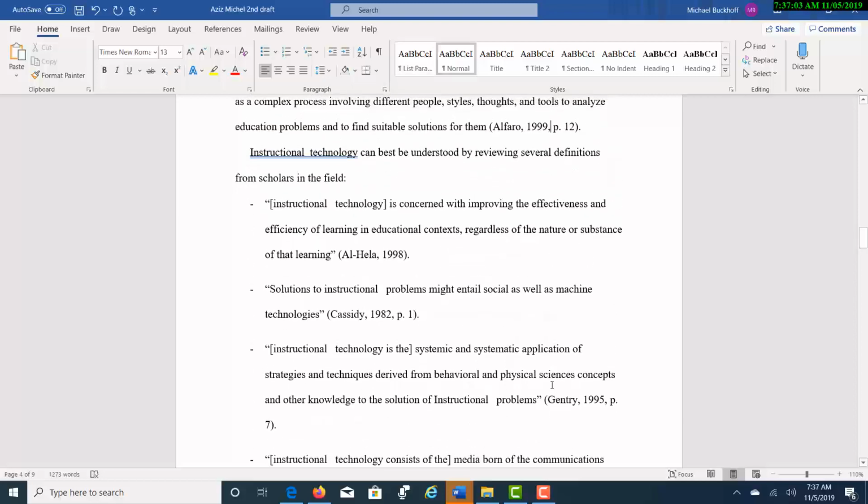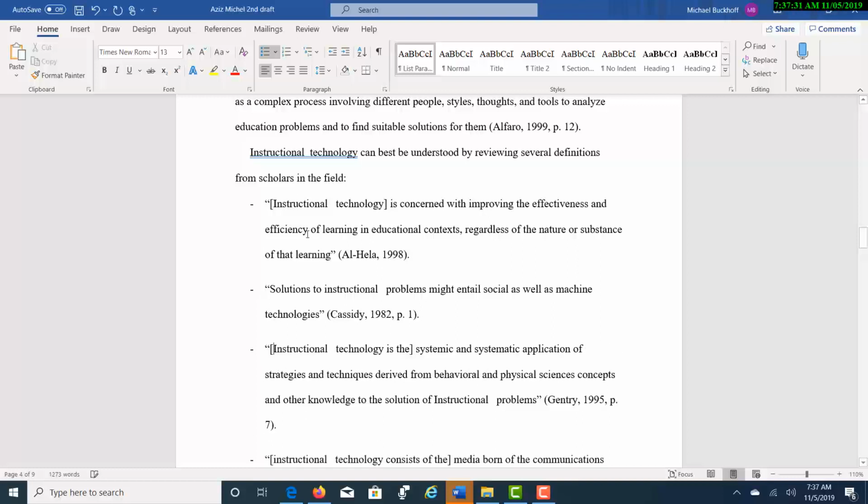So we have different definitions. Instructional technology is concerned with improving the effectiveness and efficiency of learning in educational contexts, regardless of the nature or substance of that learning. I would probably capitalize it here because you're using it as a subject. Solutions to instructional problems might entail social as well as machine technologies.